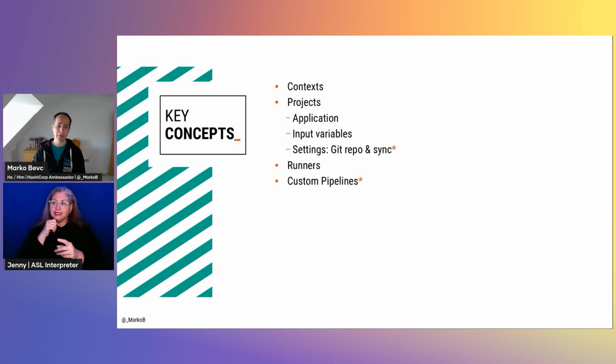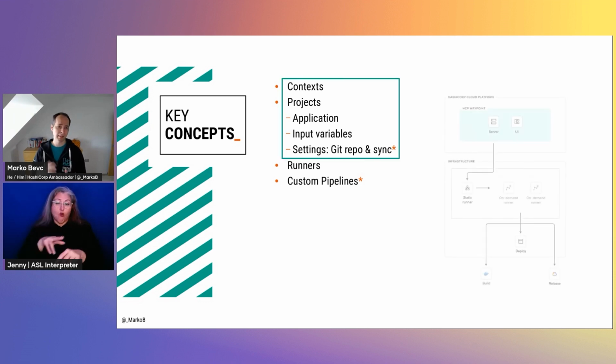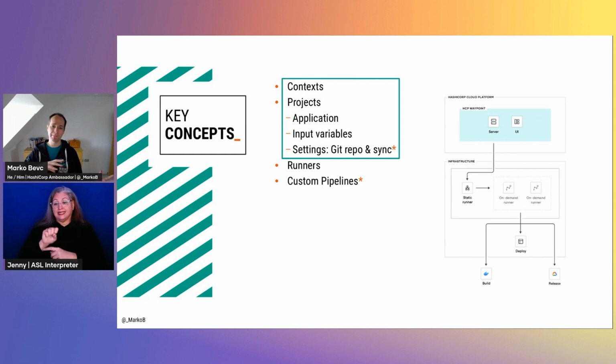And then, of course, in the settings section, you can hook it up to your Git repo and enable triggering on changes from your VCS system. So, for example, you can automate the workflow so that if a developer, or me as a developer, pushes something to the Git repo, that will automatically trigger the workflow and deploy my application to the target environment.